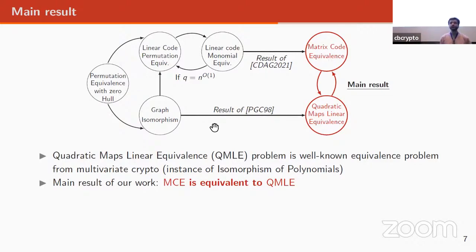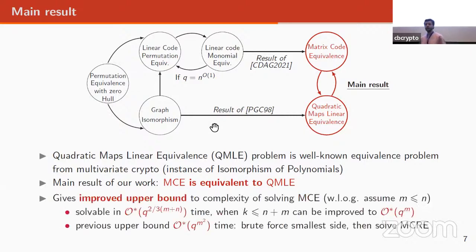And the cool thing is that all of these algorithms we already had for quadratic maps linear equivalence, we can just start applying to matrix code equivalence. And this gives a better upper bound on the complexity of solving matrix code equivalence. Mostly in this talk, I'll just assume that m is smaller than n, because otherwise we could take the transpose and get the same result.